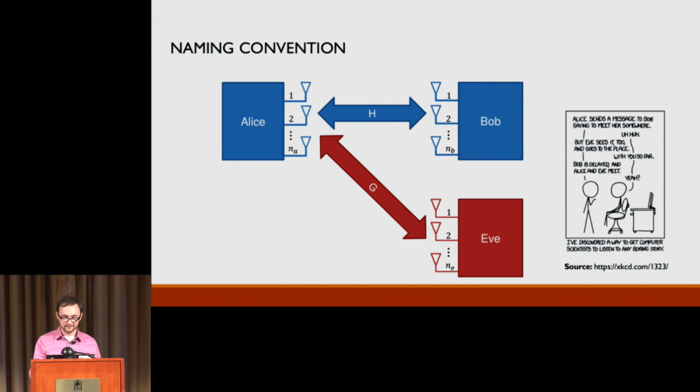So the naming convention here, if you're not already familiar, intended transmitter is called Alice, intended receiver, Bob, and an eavesdropper, Eve. The only interesting thing here, I guess, is for the MIMO setting, we want to call our channel between Alice and Bob capital H, and our channel between Alice and Eve, G.